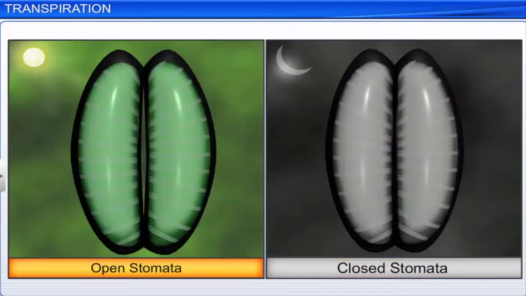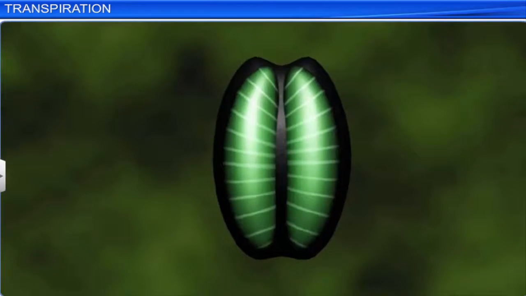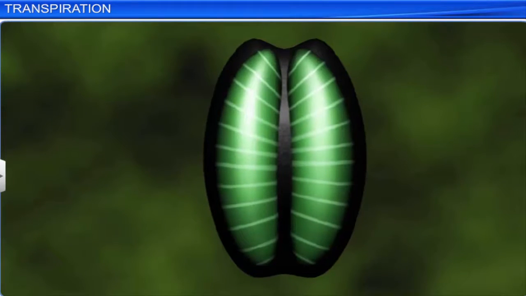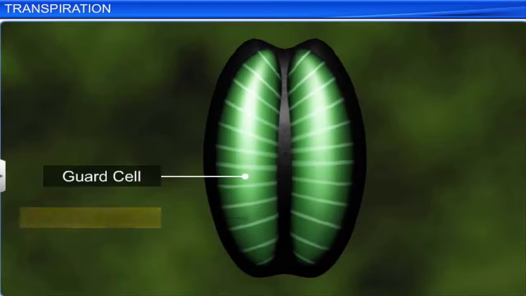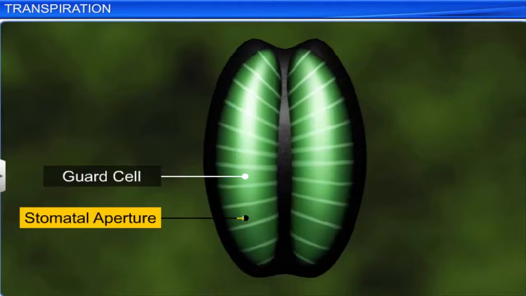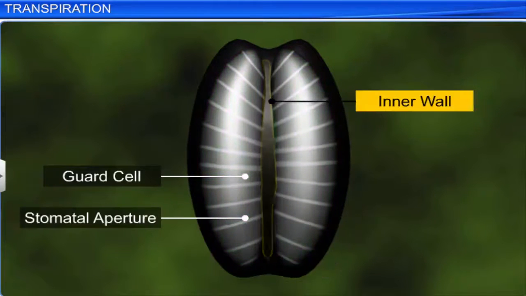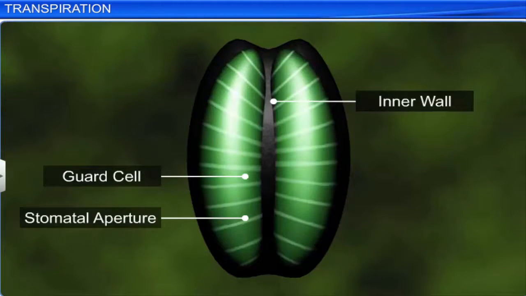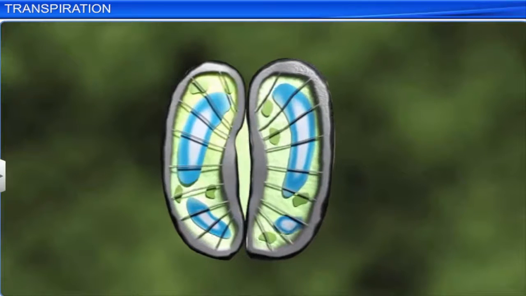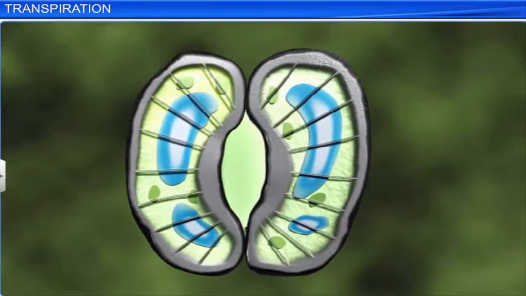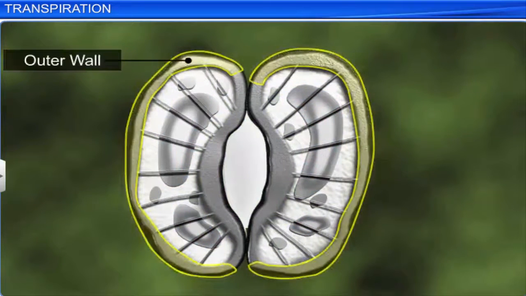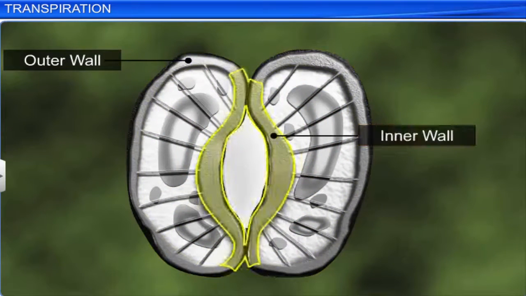They remain open during the day when transpiration takes place and close at night. Their opening and closing is directly impacted by the turgidity of guard cells present near the stomatal aperture. The inner wall of each guard cell is thick and elastic. When turgidity inside two guard cells increases, the outer walls bulge and force the inner walls to take the shape of a crescent.